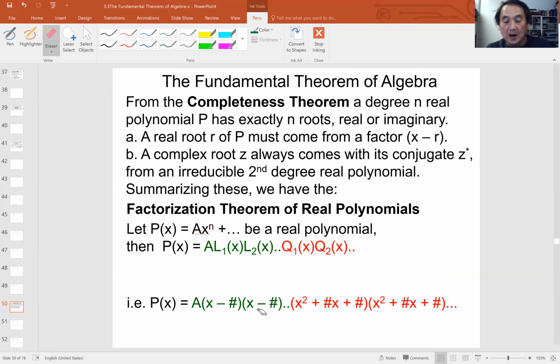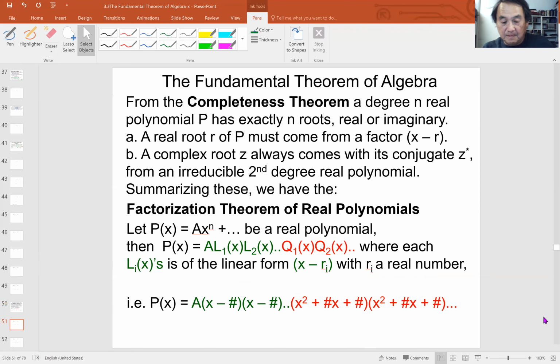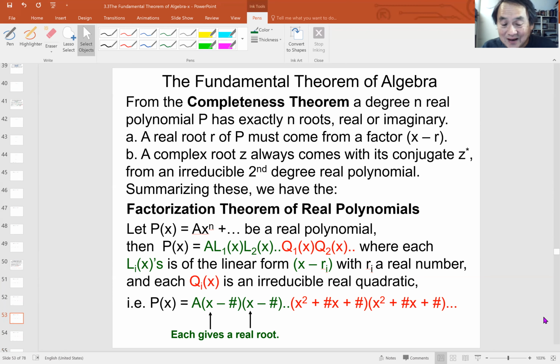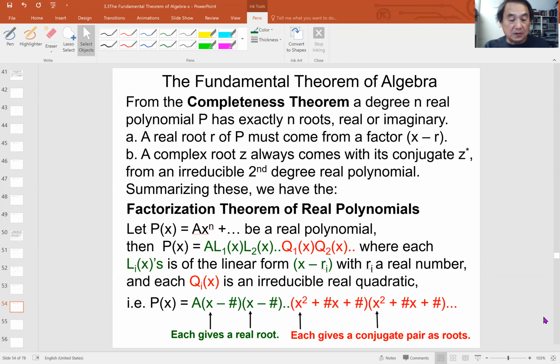It factors into a bunch of linear ones, x minus numbers, and those are the roots. Each number is a real number, a root. And then you have a bunch of second degree polynomials that have no real roots. They give complex roots, and they give conjugate pairs of complex roots. Okay, so any real polynomial factors into this format, first and second degree.